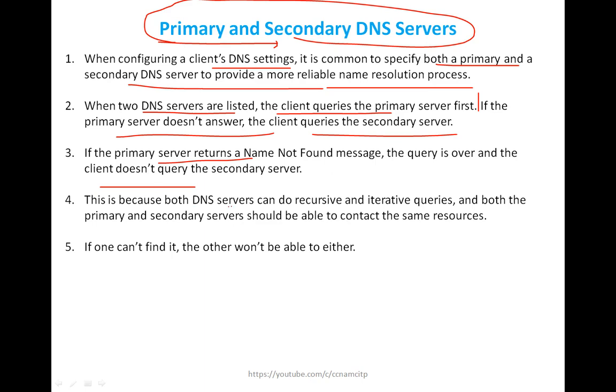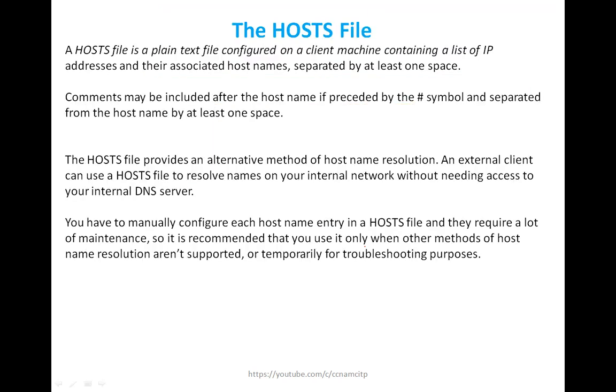This is because both servers can do recursive and iterative queries, and both the primary and secondary server should be able to contact the same resource. If one can't find it, the other will not be able to either. So the host should be properly connected and able to communicate with both servers, and both servers should be available on the network. Now guys, next one is host files.